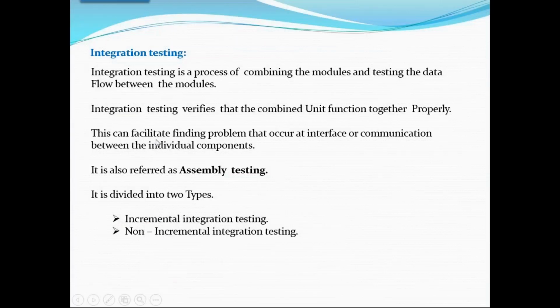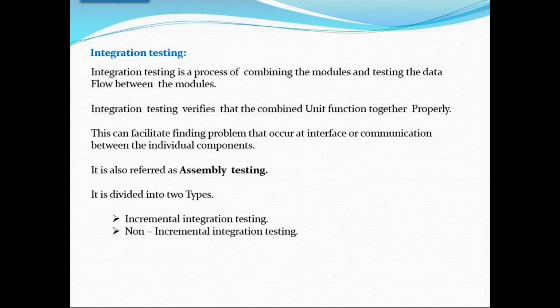Integration testing can facilitate finding the problems that occur at the interface and in communication. What does that mean? If I ping the home page, the home page should be displayed. If I ping the about us page, the about us page should be displayed. So it finds problems that occur at the interface or communication between the individual components. Home is one individual component, about us is one individual component. It is also referred to as assembly testing. Assembling means we are assembling all the things. It is divided into two types: incremental integration testing and non-incremental integration testing.